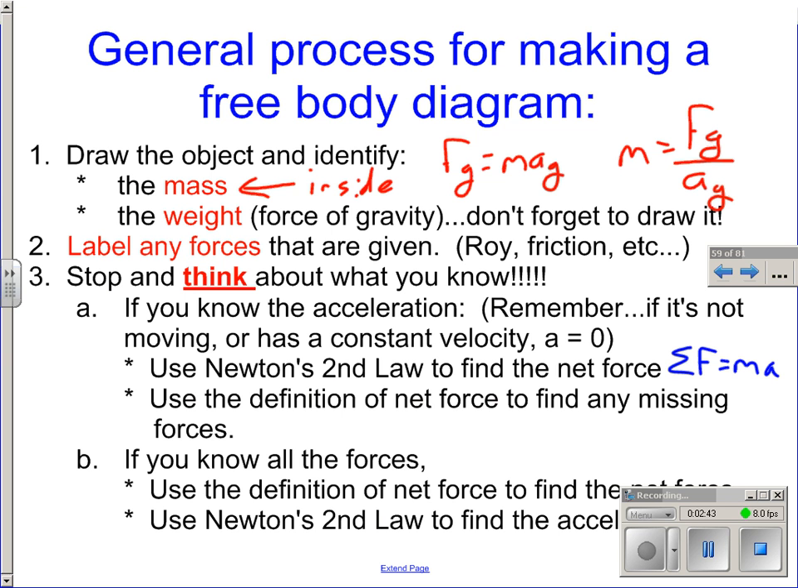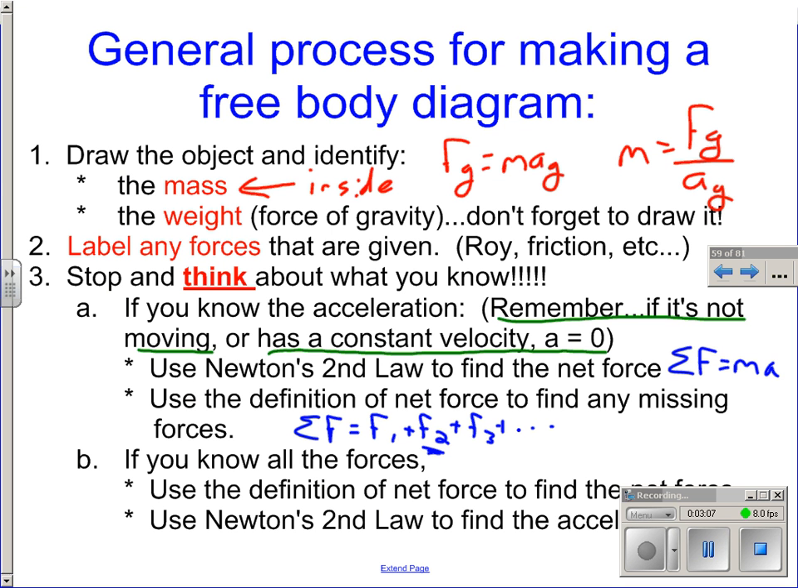And then usually at that point, you'll need to find some missing force. So the idea is if you know what your net force is, and you're missing, for example, force number 2, you can solve for it. As a quick reminder, too, remember that if the object isn't moving or if it has a constant velocity, that's going to make your acceleration 0.